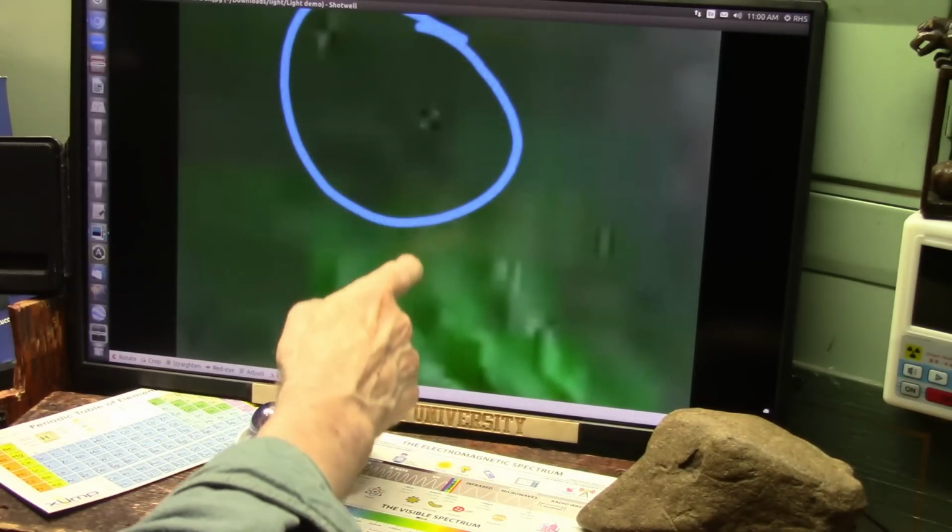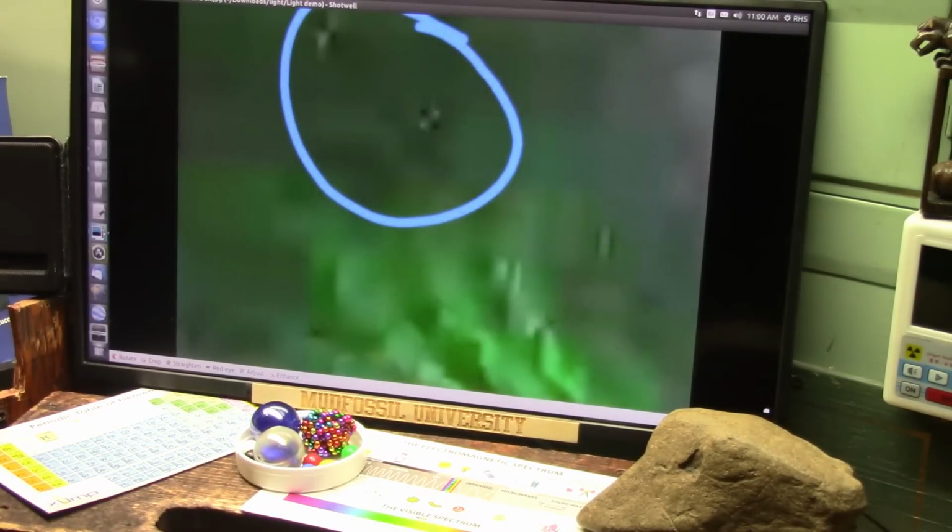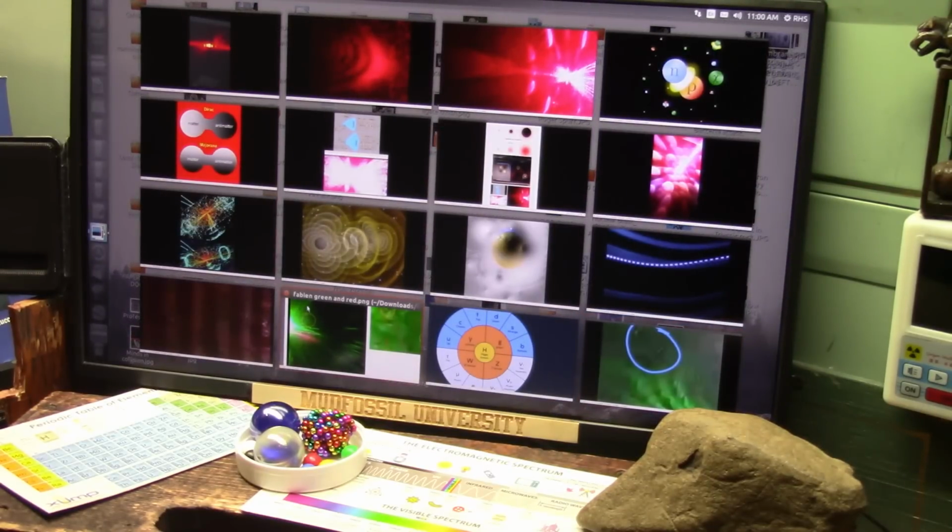But it's polarized towards the Earth. They all have that same polarity. The same with the red, the same with the green, same with the blue. But you can't really see the blue. Blue is just too much, too intense.